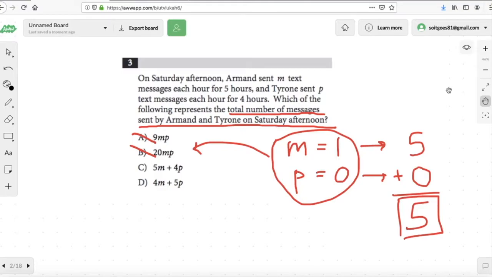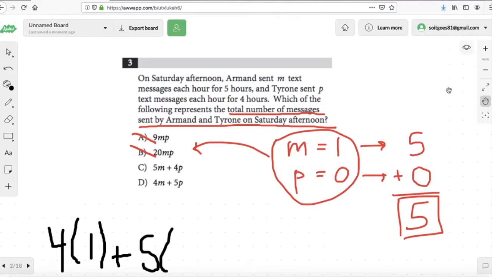Go ahead and plug those in now to answer choice D. And that gives us 4, not 5. So we can eliminate answer choice D and confirm, indeed, it is answer choice C.